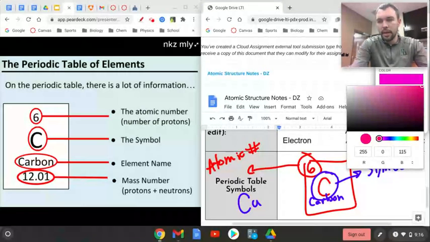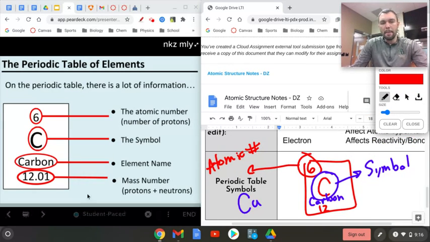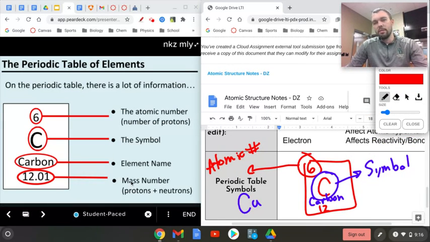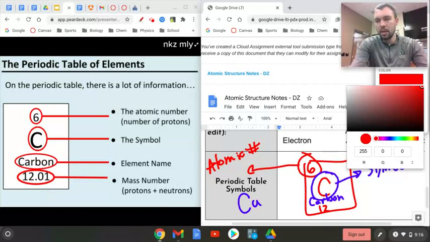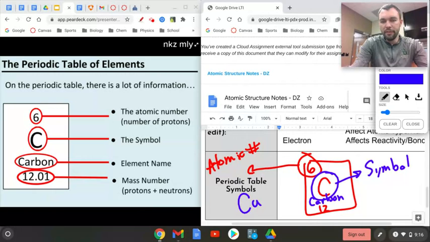So let me put this in red. Okay, this is 12. Technically, the mass number will never be a decimal. What we normally do is we'll take this decimal, and this is called the atomic weight, which we'll talk about later. This is kind of an average atomic weight, and that's why it's a decimal. But a mass number, we're always going to round to the nearest whole number because it'll always be a whole number. And so 12.01, the nearest whole number is 12. That's the mass number.